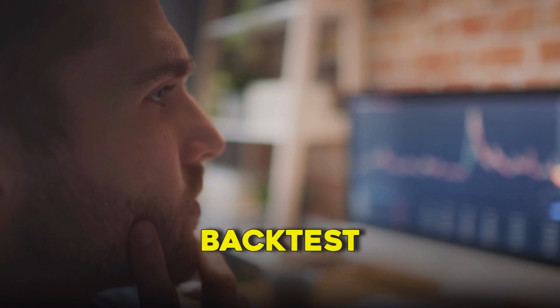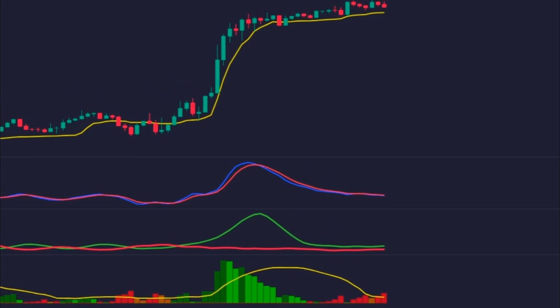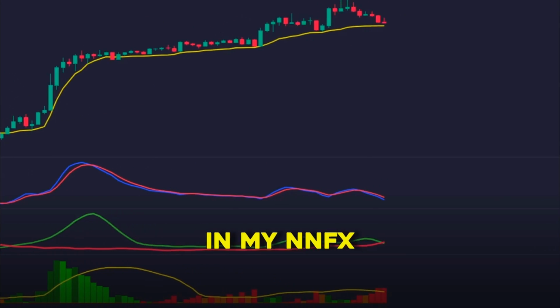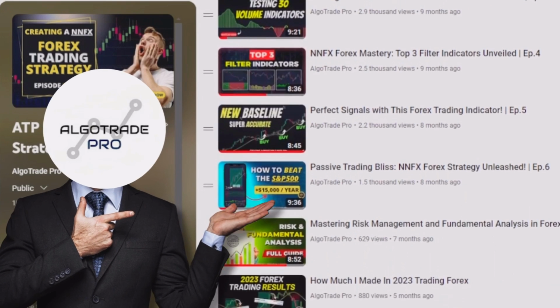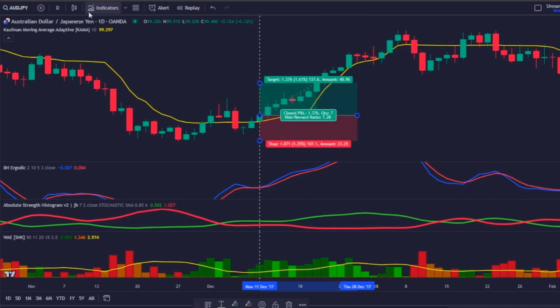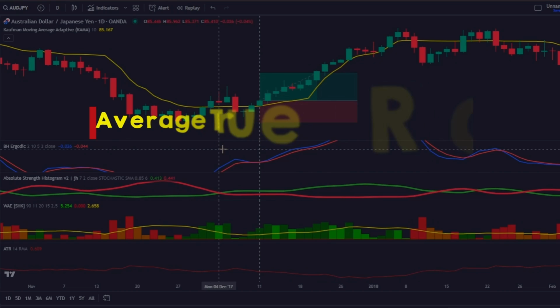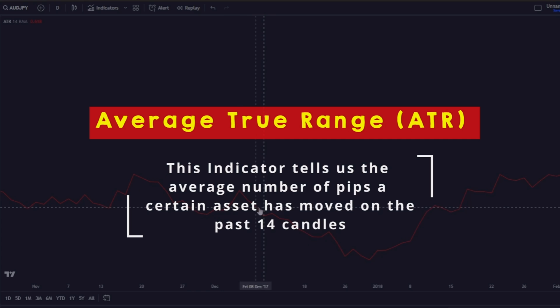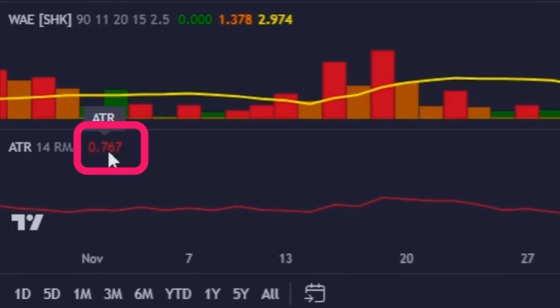Now, before the backtest, we'll need to talk about the risk management, which, according to my subscriber, is similar to what I use in my NNFX Forex strategy, the one I created in this series. To insert a stop loss, you'll need to use the ATR indicator, which, for those who don't know, is a simple indicator that tells us the average number of pips a certain asset has moved over the past 14 candles. You can see that value here.